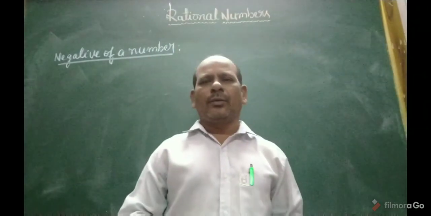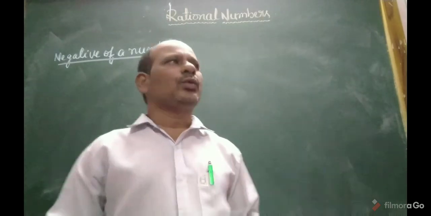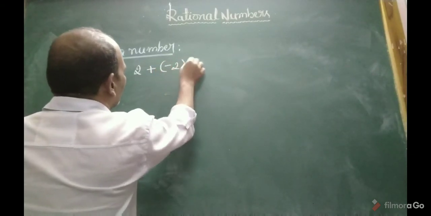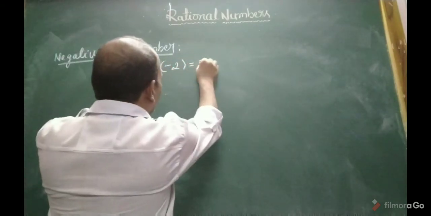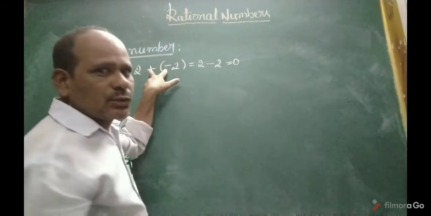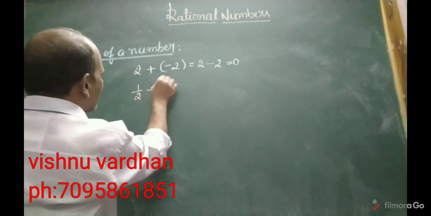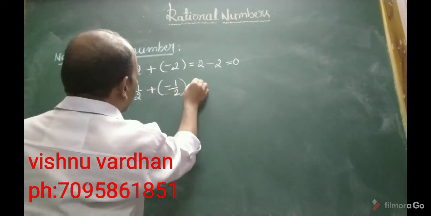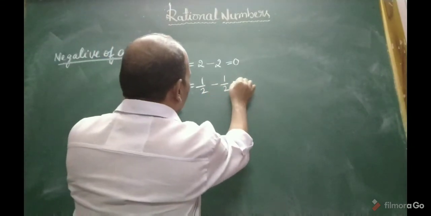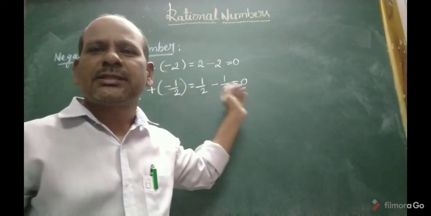Okay, now let us discuss the negative of a number. Say 2 is a number. If I add this 2 with minus 2, what will happen? We know that 2 minus 2 is equal to 0. Another rational number, 1 by 2 plus minus 1 by 2. If I subtract a number from the same number, I will get the answer 0. So 1 by 2 minus 1 by 2 is 0.